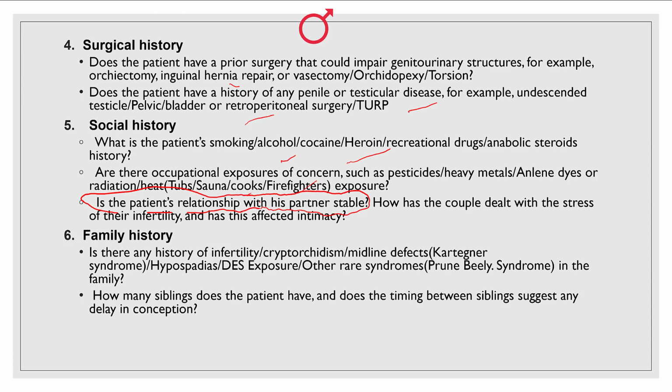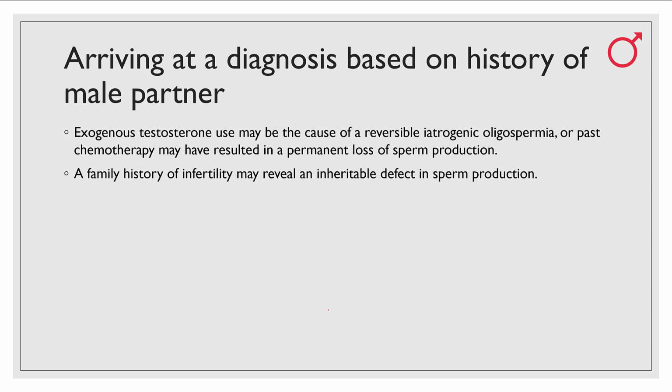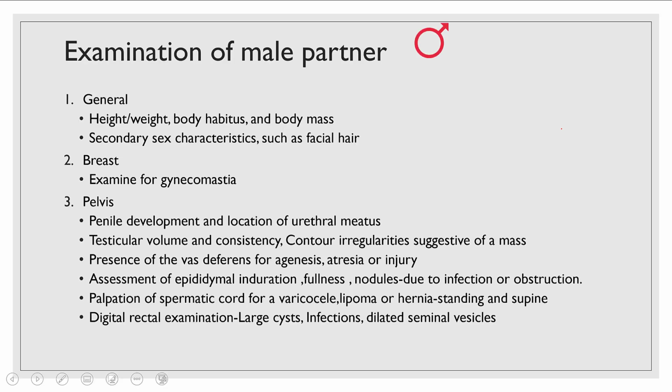Then the family history of hypospadias, Kartagener syndrome, or other congenital defects may be important. If there are siblings, whether they are having the same symptoms, you may need to know. That is the history. It might help you to come to various differential diagnosis.